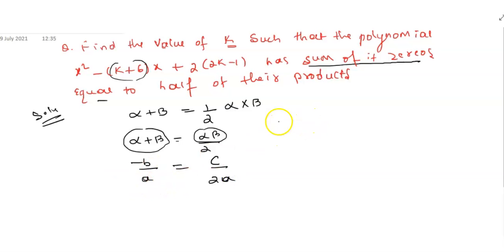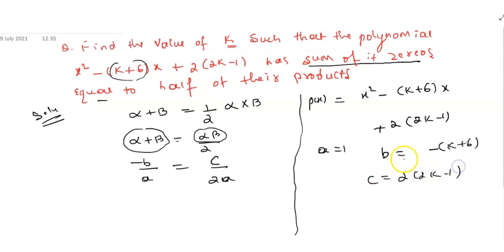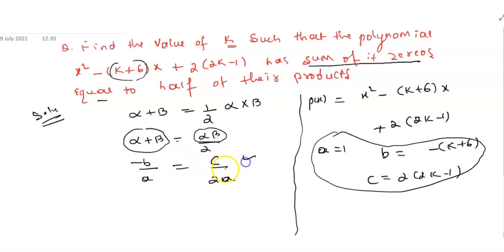Okay, let's take the given question here. Let's take the given polynomial. P of x is equal to x square minus k plus 6 x plus 2 into 2k minus 1. Here a is equal to 1. The value of b is equal to minus k plus 6. What is the value of c? That is 2 into 2k minus 1. Let's put these values in this equation. Then you will get the answer.